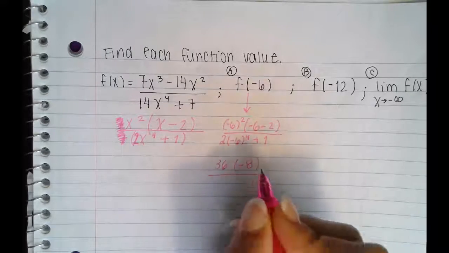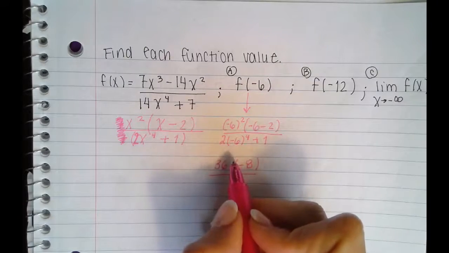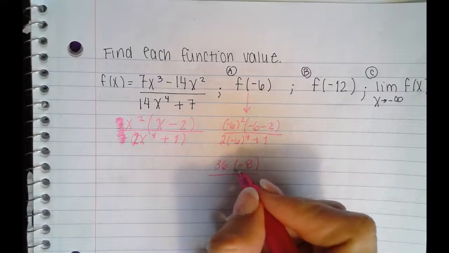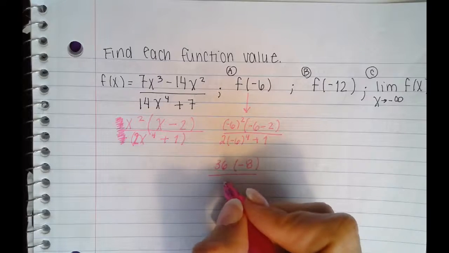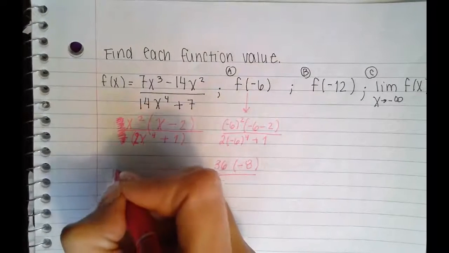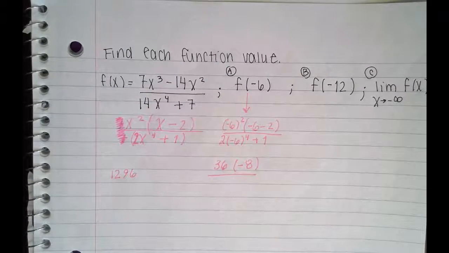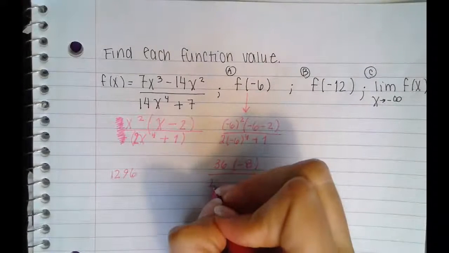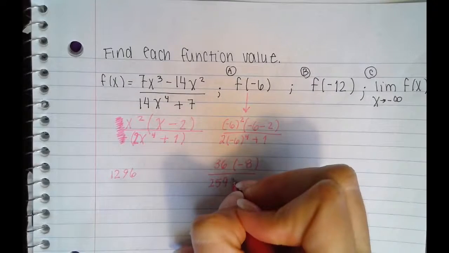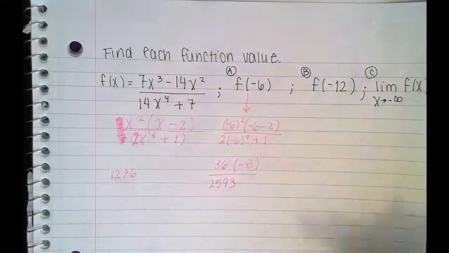Negative 6 to the 4th is 1,296. I promise you've seen that before. 1296, does that number look familiar? I promise it's popped up. Times 2 is 2,592. 2,592 plus 1 is 2,593. Now, this went from being even to being odd.